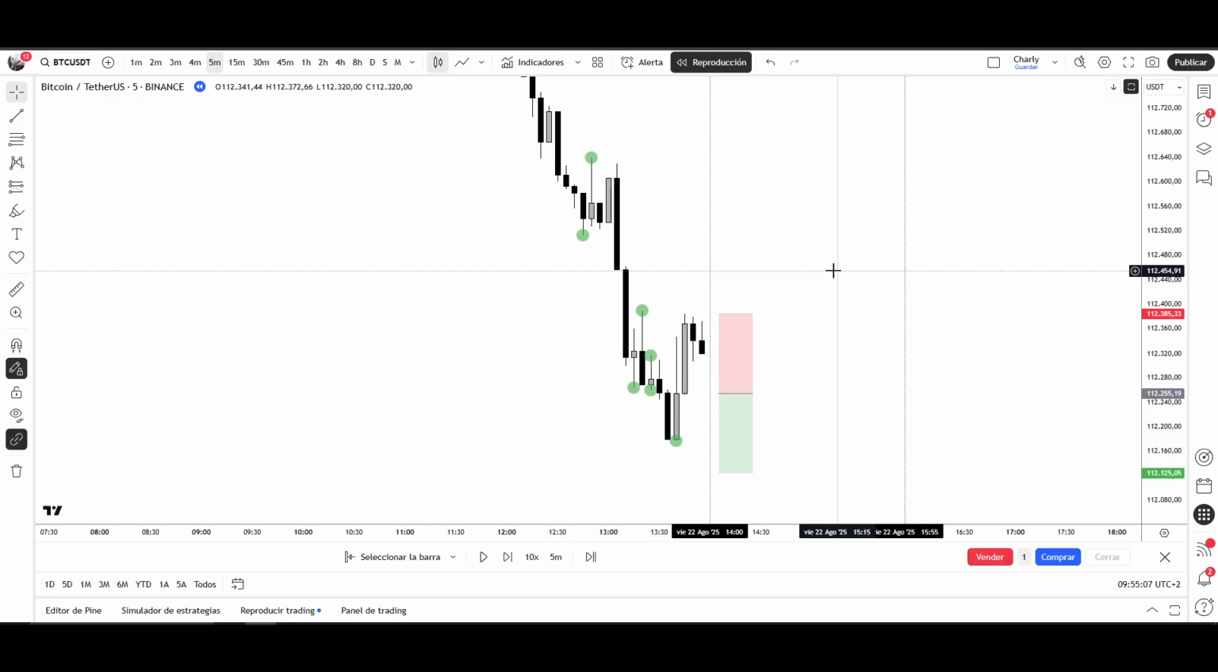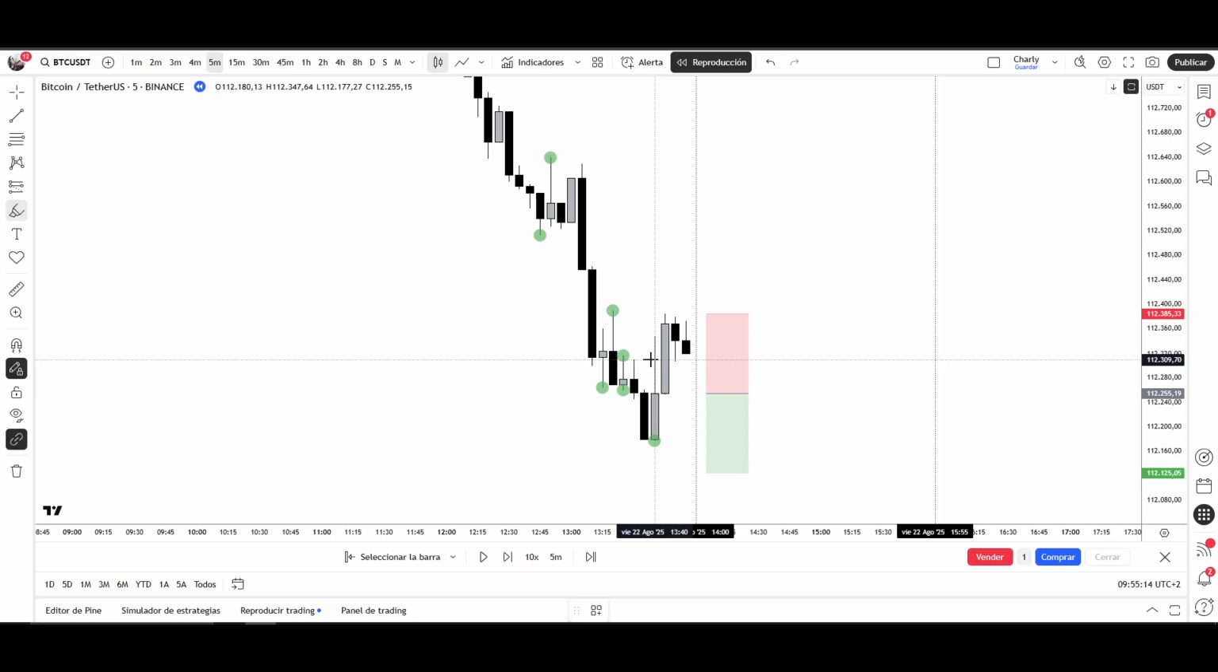But yeah, basically that's the structure, how we were having the trend at the time of the open. Obviously right here we have a bullish break of structure which happens at 1:45, therefore we don't have any type of bullish BOS at the time of the open.